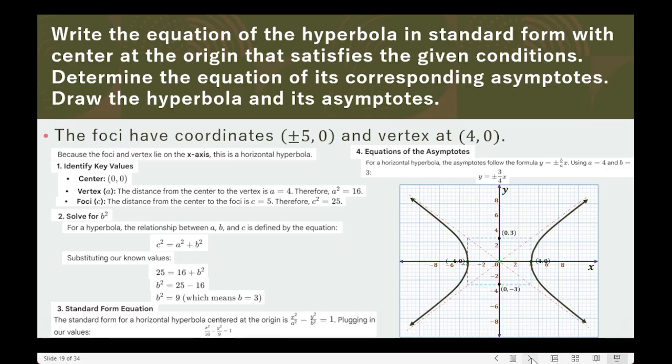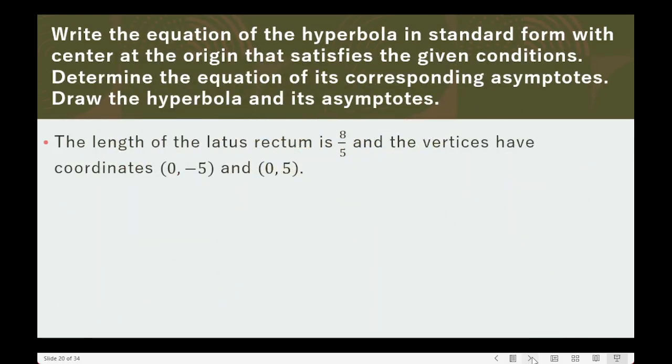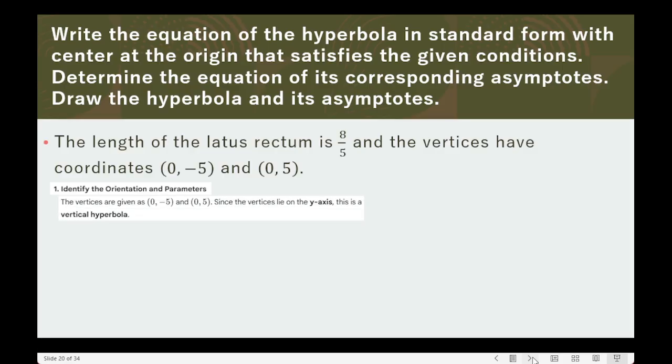Next, this time the given condition is that the length of the latus rectum is 8 over 5 and the vertices have coordinates 0, negative 5 and 0, 5. For our solution, of course, we need to identify the orientation and the key values or the parameters. So the vertices are given as 0, negative 5 and 0, 5. Since the vertices lie on the y-axis, it means the hyperbola is to be drawn vertically. So that is the orientation.